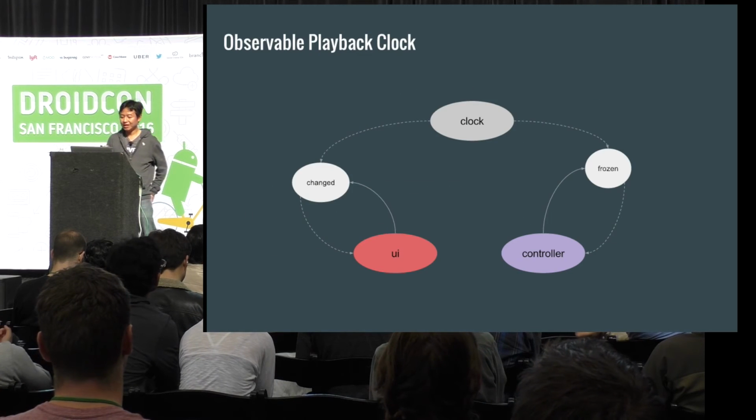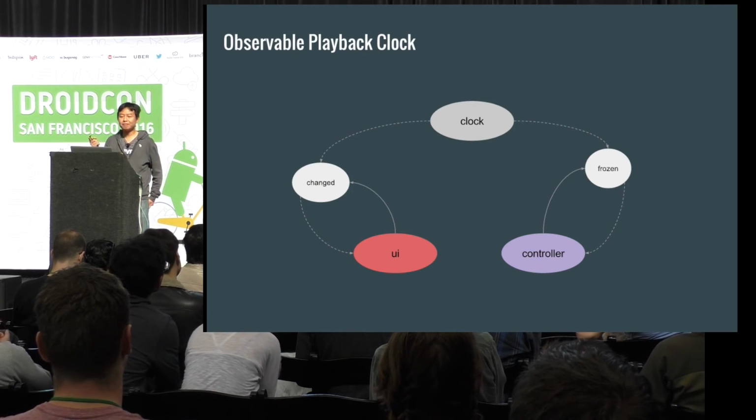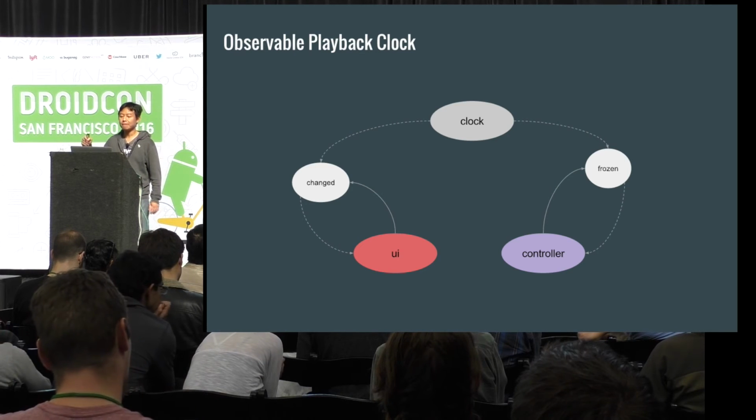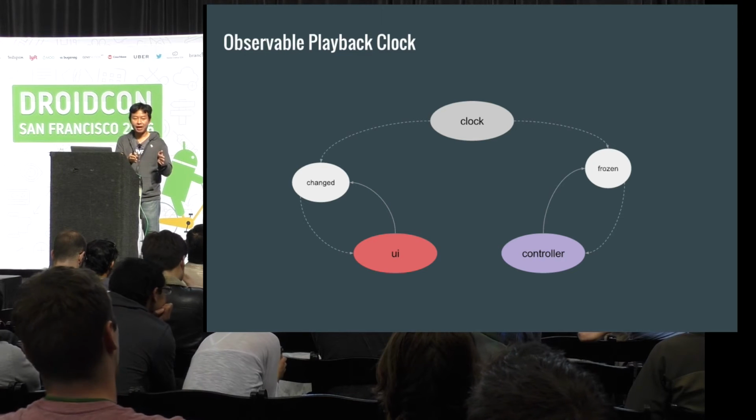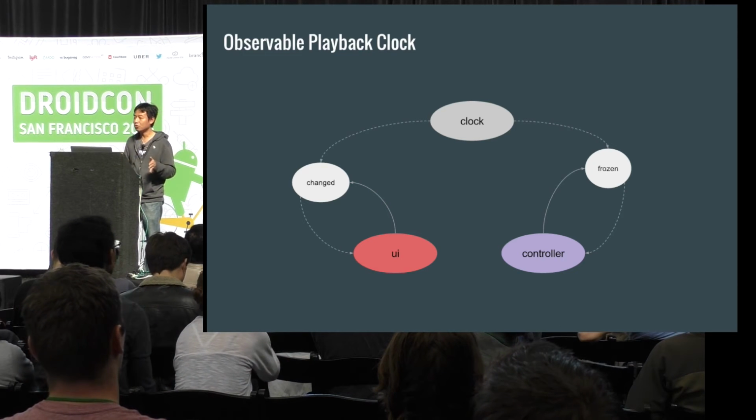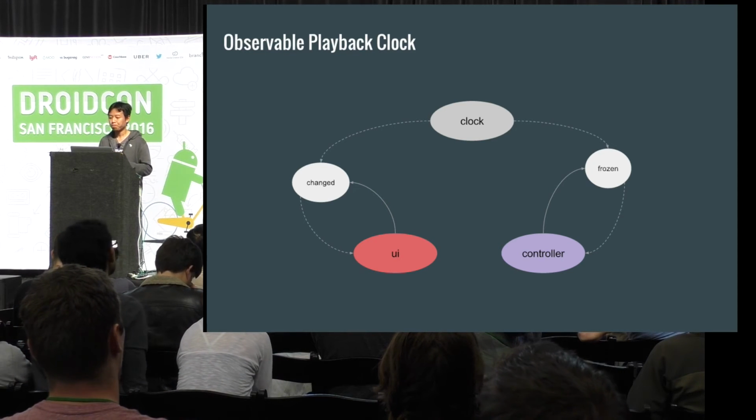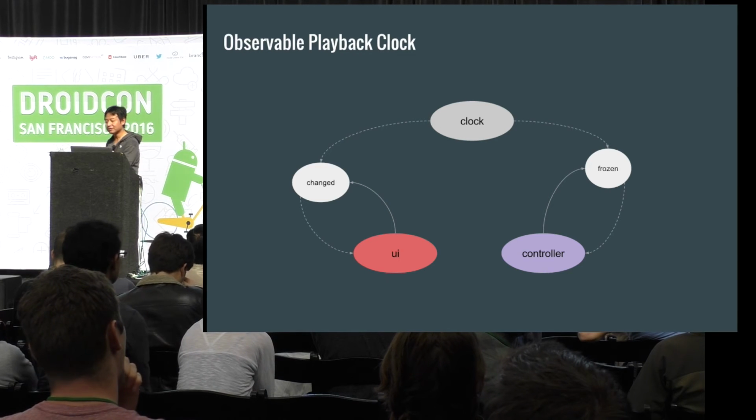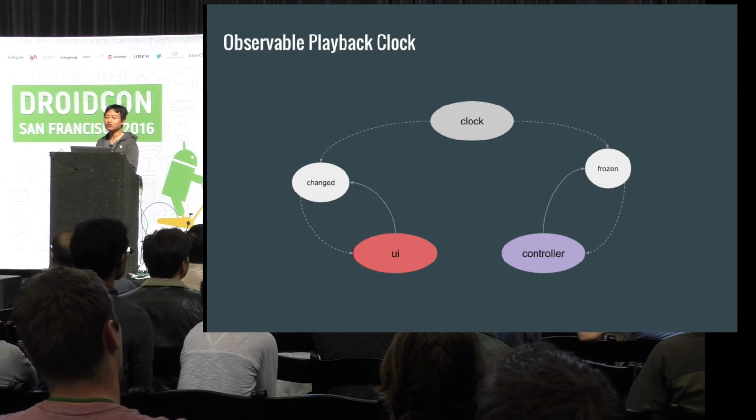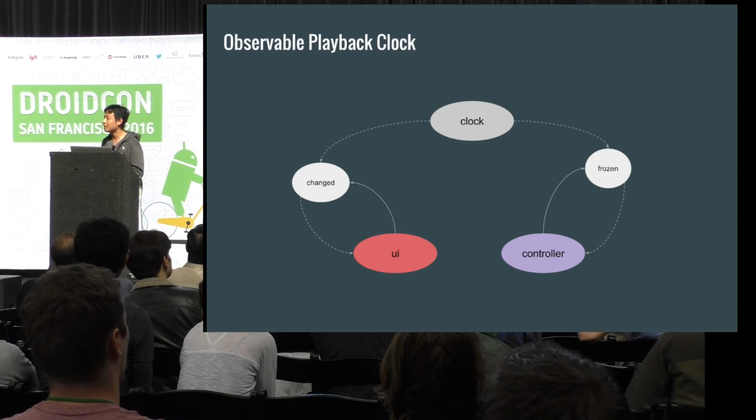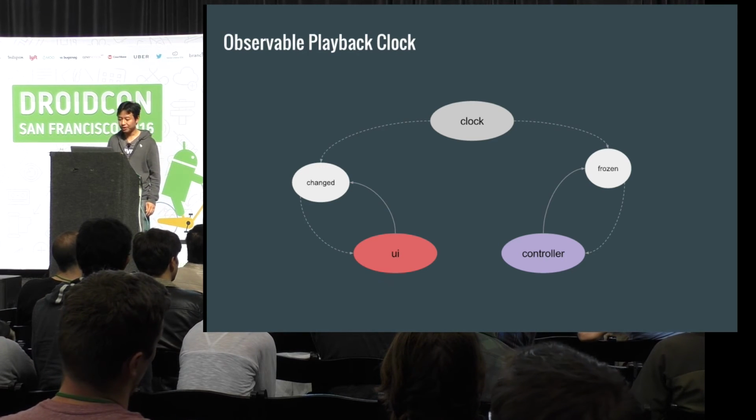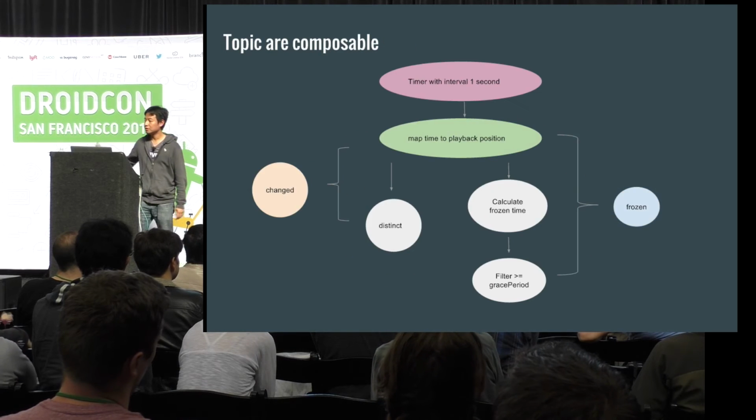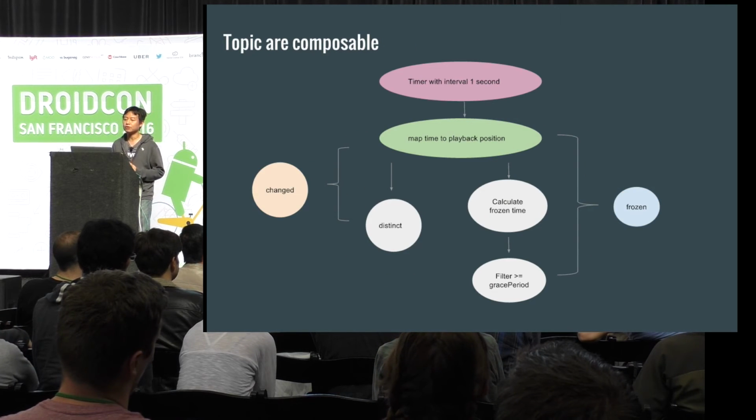So the next step is, this is something that we want, right? When the position changes, I call it a change topic, you want to update the UI. When it's frozen, you want to tell the controller something went wrong. Do something about this. Okay? How do we do that? So this is basically what I'm trying to show you.